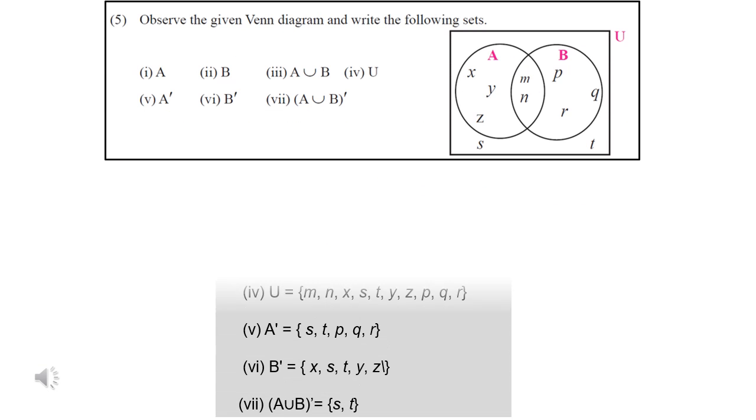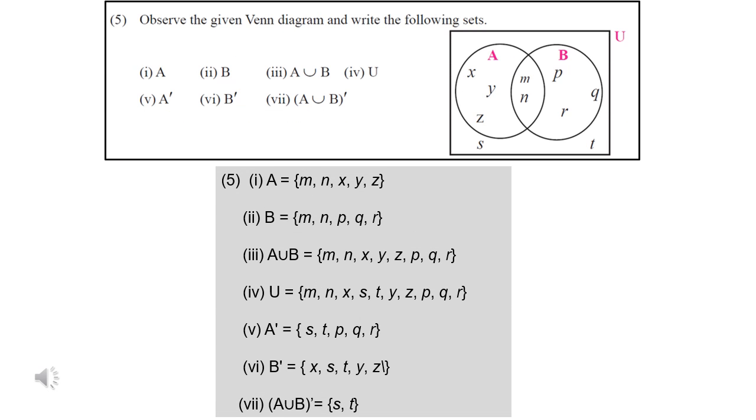So we start with question 5. Observe the given Venn diagram and write the following sets. They have given us a Venn diagram which shows a box indicated by a capital U, means it is the universal set. It has two sets in it, A and B, and there are few elements written in them. We have to write the answer for set A, set B, union of set A and B, universal set, A complement, B complement, and A union B complement.